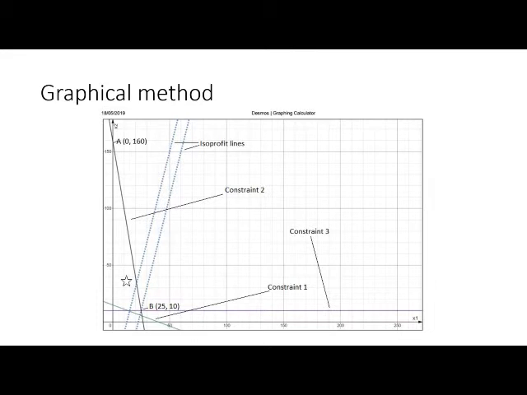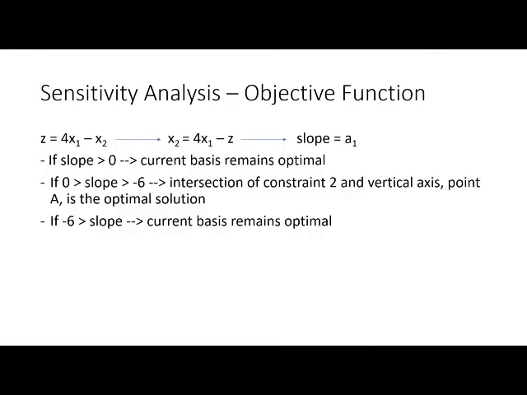Using the graphical method, the maximum value of z is obtained when x1 is 25 and x2 is 10, marked as point B. The feasible region is marked with a star. Currently a1 is equal to 4, and isoprofit lines have the form x2 equals 4x1 minus z, and thus have a slope of 4. Constraint 1 is non-binding. Constraint 2 line has a slope of minus 6.